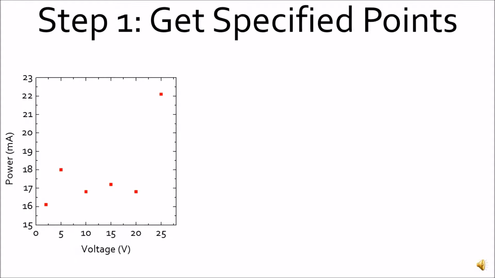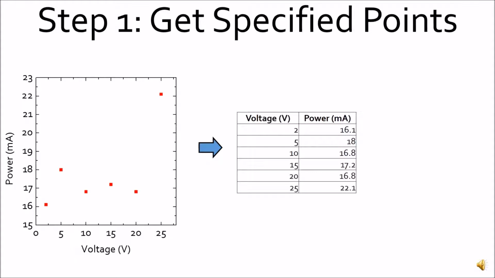Okay, so the first thing we need to do is get our original data points. So these, for example, if you're carrying out an experiment, will be your calibration points. You've applied a voltage and you measured the power for a certain number of positions, but you can't do it for all, of course. So once we have these values, we tabulate them, and then we just put them into a matrix.